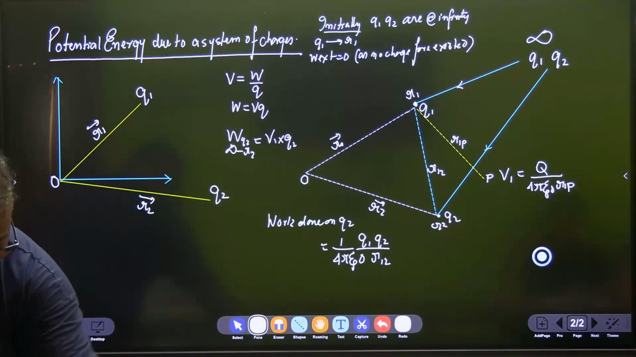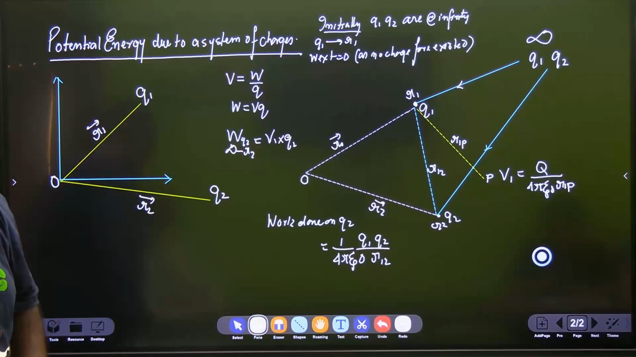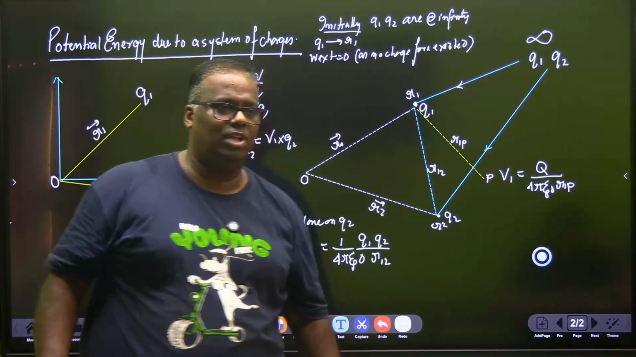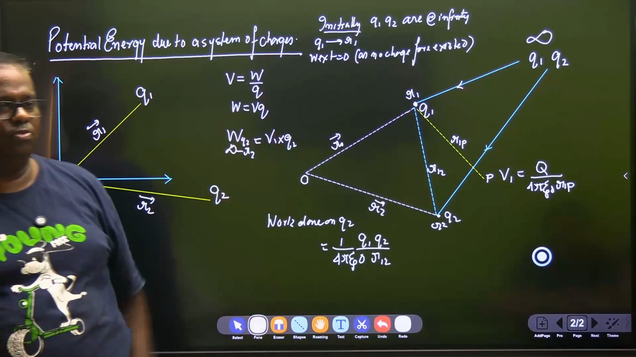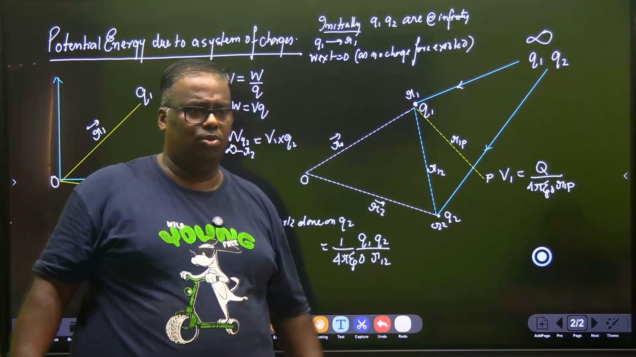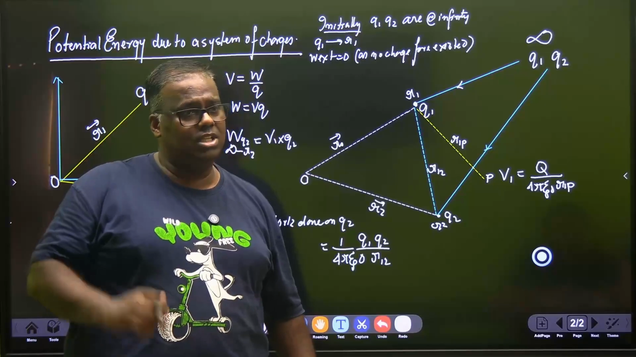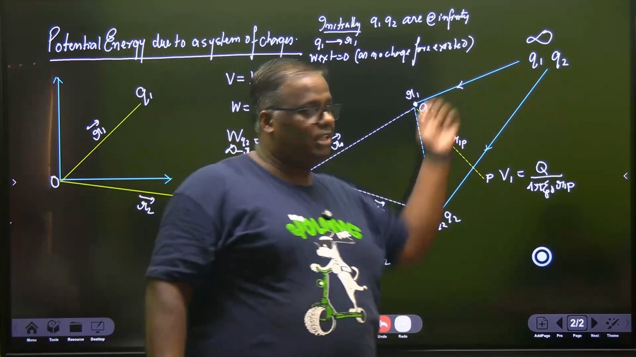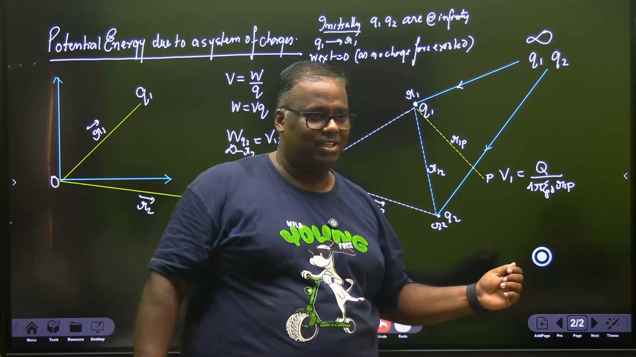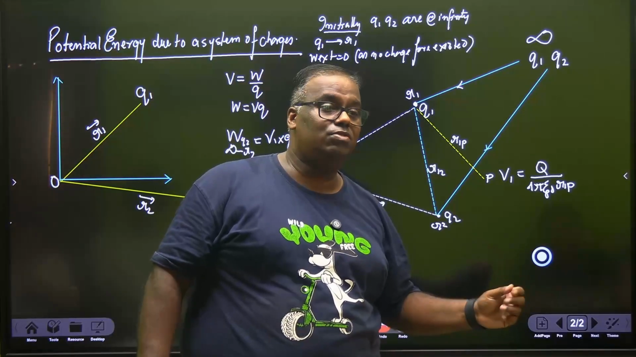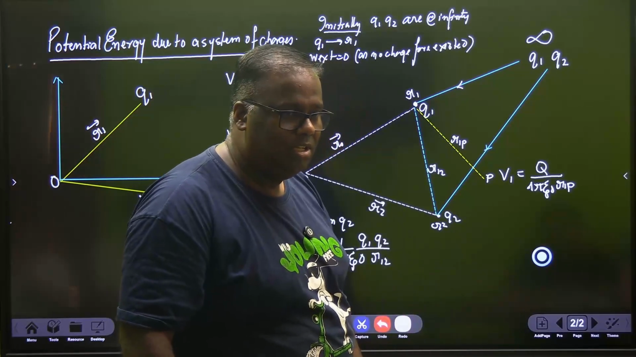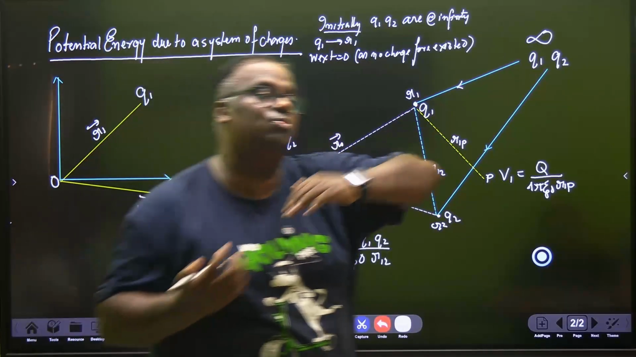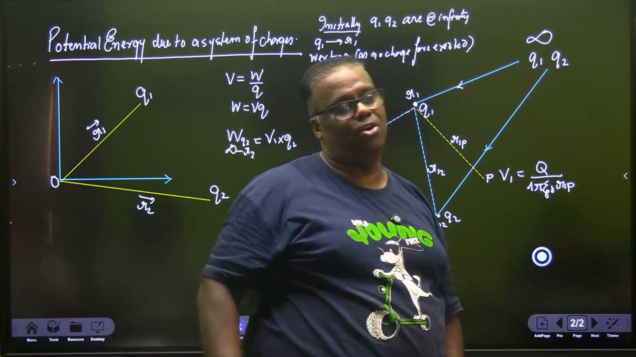Now, tell me one more thing. You did all this work against what type of force? Electrostatic force. Electrostatic force is conservative? Yes. That means which path you took does not matter. The forces are conserved, so the work done is also conserved. Your external work is now conserved as what? Potential energy of the system.